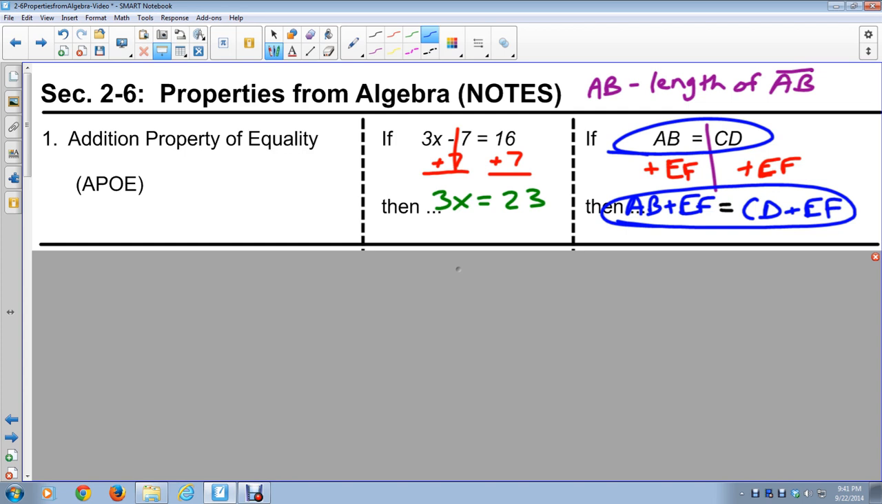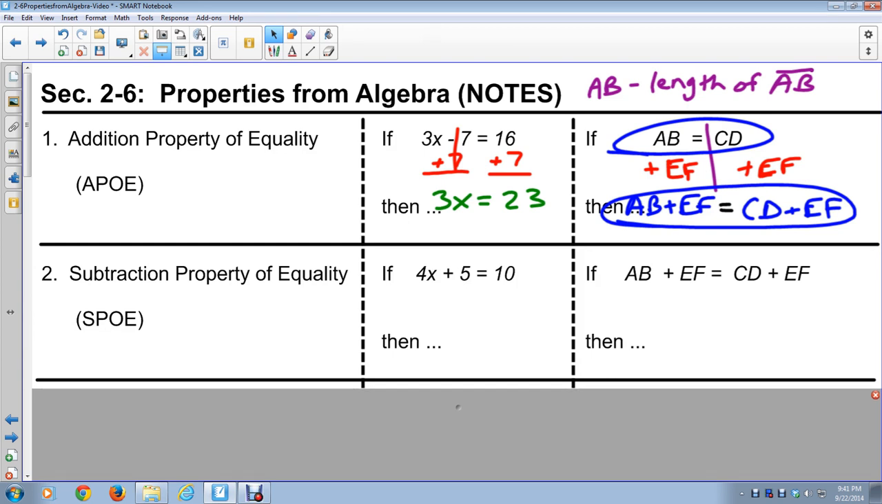A lot of times we're going to see it without the plus EF that I wrote in red. You're going to see the two equations that I've circled in blue, and you're going to have to figure out what happened. Let's walk through a couple more. So that was the addition property of equality. I'm going to go a little faster through the others now that you have the idea of what I'm doing. Subtraction property of equality. If 4x plus 5 equals 10, then I would be subtracting 5 from both sides, giving me 4x is equal to 5 for my new equation that I know to be true.